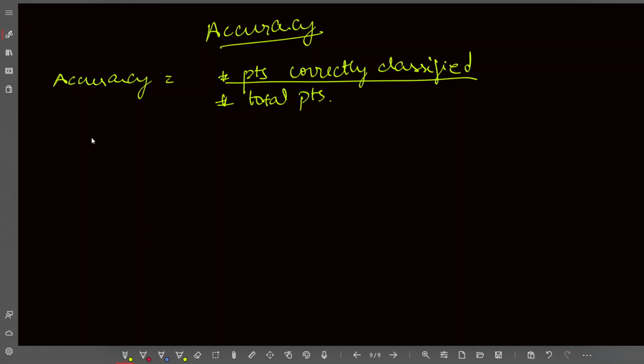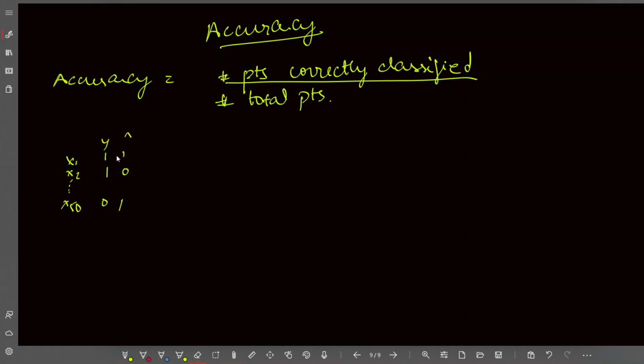Let's say that you have 50 data points, x1, x2, all the way to x50, and the actual class labels for them are, let's say, 110, and the predicted class labels are 101, and out of 50 class labels, 48 were classified correctly. So your accuracy would be 48 upon 50. This is your accuracy, and that's how you measure accuracy.